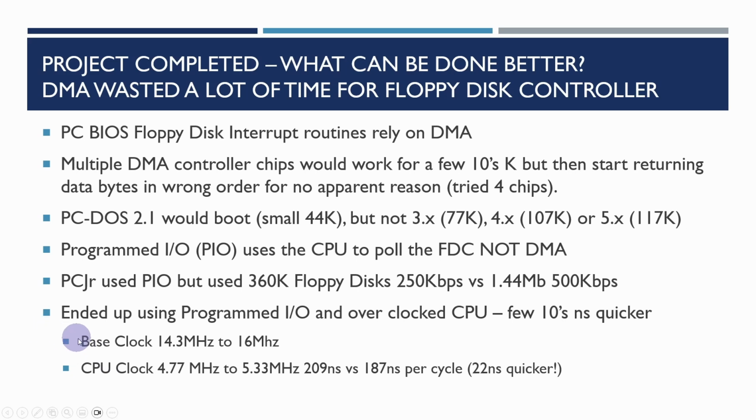What I did find is that if I overclocked the base clock from 14.3 megahertz, which is tied to the CGA video signal, to 16 megahertz, the CPU is going to be working a little bit above its maximum 5 megahertz in the spec sheet. But being slightly overclocked gave me a cycle time about 22 nanoseconds quicker, and that allowed the CPU to read data from the floppy disk without any errors.